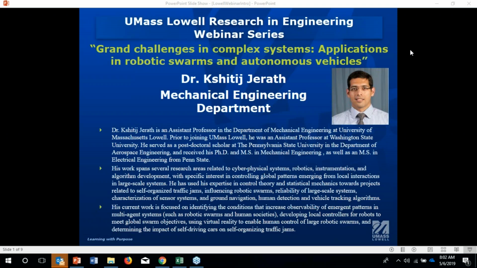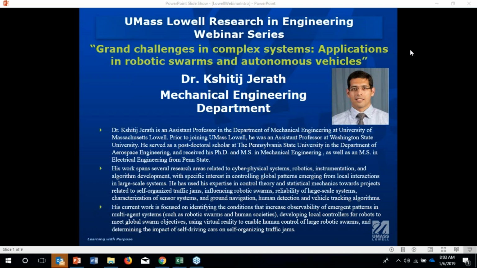Prior to joining UMass Lowell, he was at Washington State University as a faculty member, and before that he was a postdoctoral scholar at Penn State University in the Department of Aerospace Engineering. He received his master's and PhD in mechanical engineering as well as a master's in electrical engineering from Penn State. His work spans several research areas related to cyber physical systems, robotics, instrumentation, and algorithm development, with specific interest in controlling global patterns emerging from local interactions in large-scale systems.